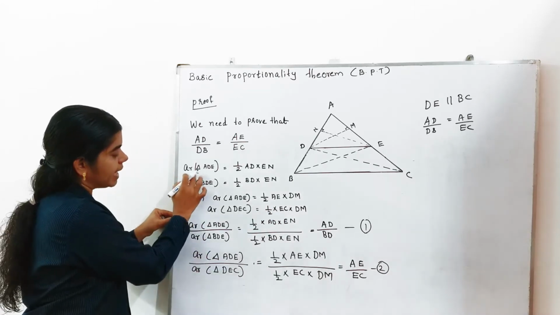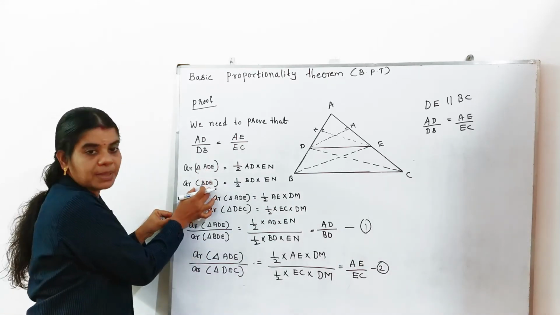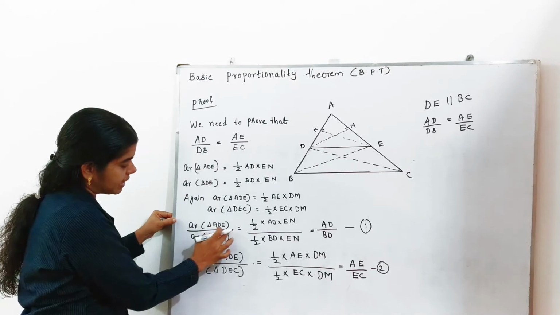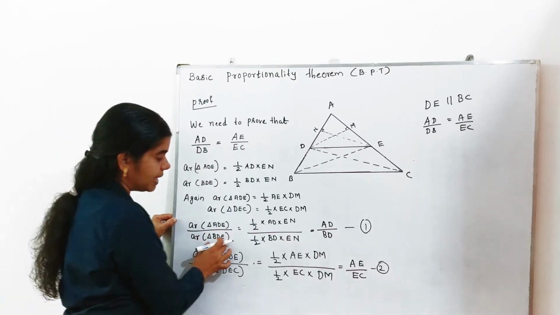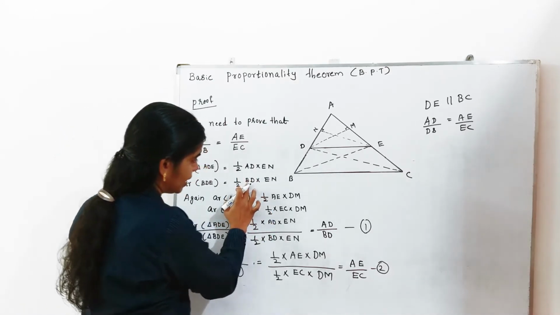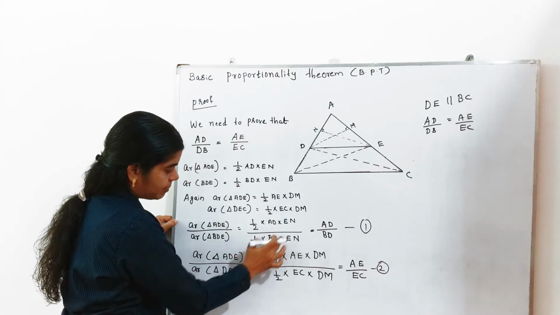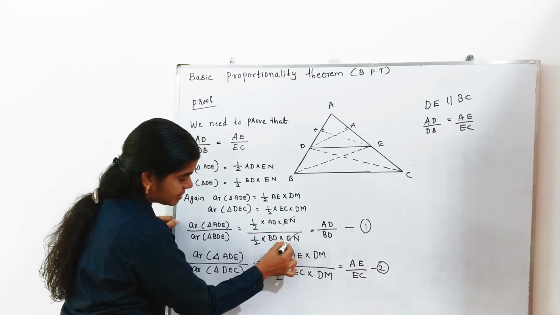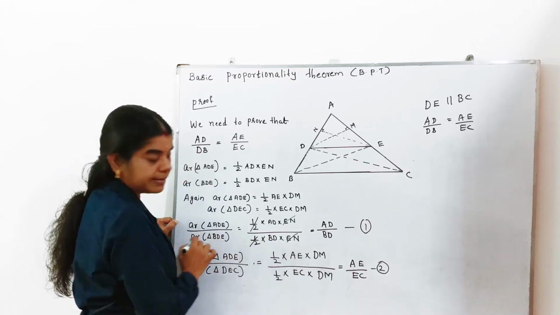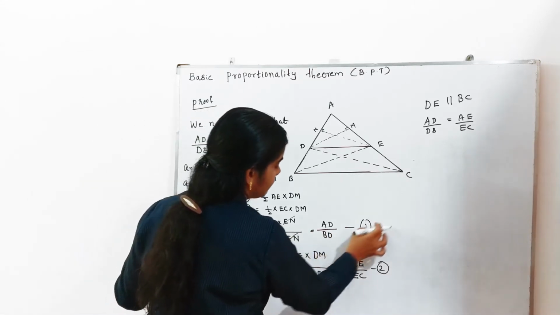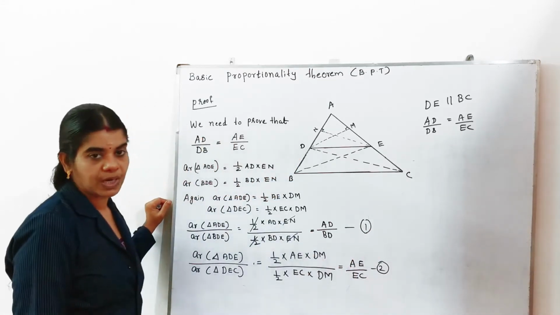Next I am finding the area of the triangle ADE by the area of the triangle BDE. Area of the triangle ADE by area of the triangle BDE is equal to half into AD into EN by half into BD into EN. Then EN and EN are the same, half and half I cut. Then we got AD by BD. We are keeping that as equation number 1.